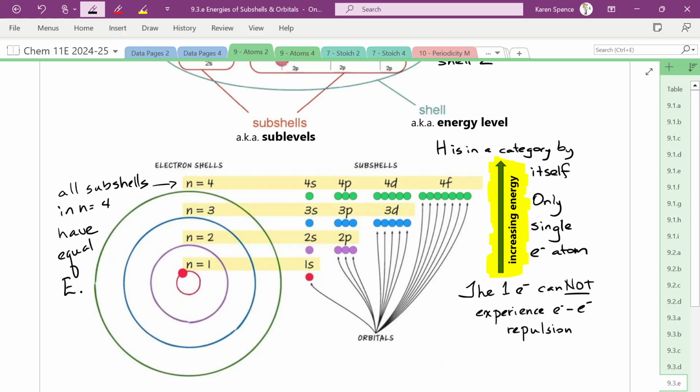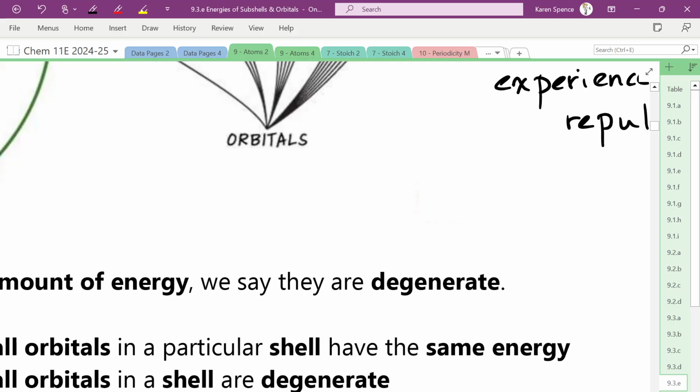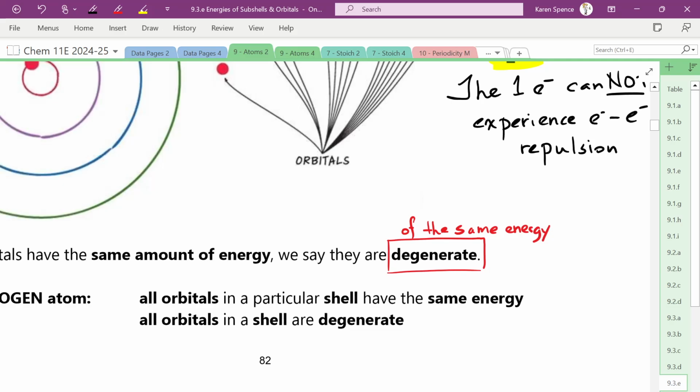And we're going to learn a new word now. That word is degenerate. You may have learned this in another context. I always think that if we say the orbitals are degenerate, it makes them sound like they're out drinking and smoking and just generally behaving badly. But that's not the meaning of degenerate here. That's what degenerate means in a social context. But degenerate means of the same energy. So in hydrogen, all the orbitals in an entire shell are degenerate.